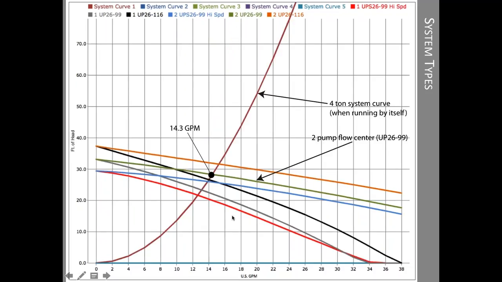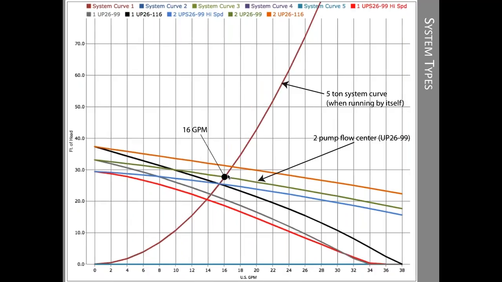All right, when the 4-ton unit is running, same thing. I use my rule of thumb, two 2699s, a 2-pump flow center. And where the system curve crosses the pump curve, we have 14 gallons a minute, a little bit more, and the heat pump needs 12. So again, no problems. Now the 5-ton system, same thing. When it's running, it has more than the flow needed. It needs 15 gallons a minute, and we can attain 16. So no problem if each of the heat pumps are running independently.